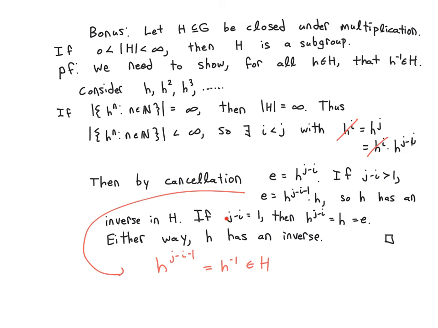On the other hand, if j minus i is equal to 1, then h to the j minus i is equal to h, which is equal to e. Which means you took the identity element to begin with, which is a silly choice to pick because the identity element is its own inverse. So if you took something that's not the identity, you found an inverse. And if you took the identity element, it's its own inverse. Either way, h has an inverse, and the inverse is in the subset H.